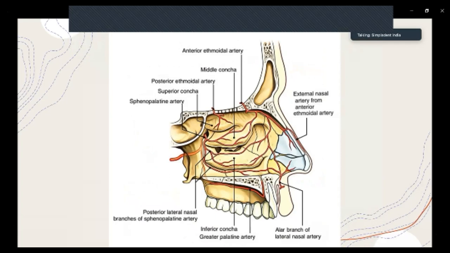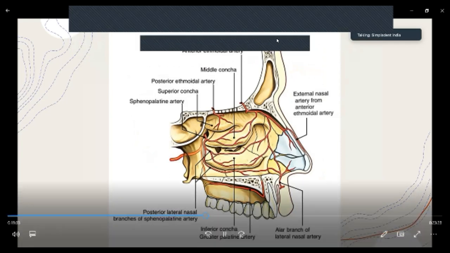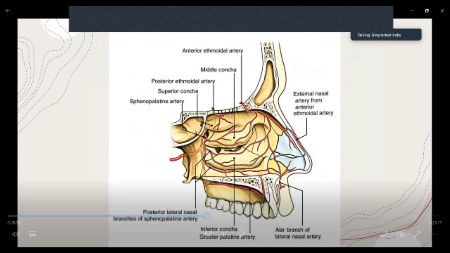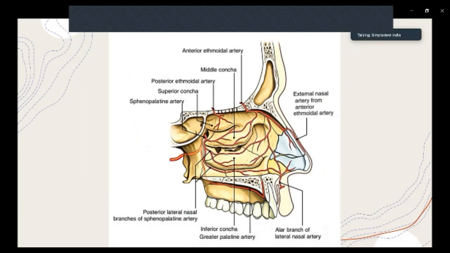Now as we go again to the vascular supply, as I told, this area is getting blood supply from the internal maxillary artery. The internal maxillary artery comes from the internal carotid artery, with branches like the ophthalmic artery, and you also get branches from the facial artery, like the angular artery. So these are the confluences.